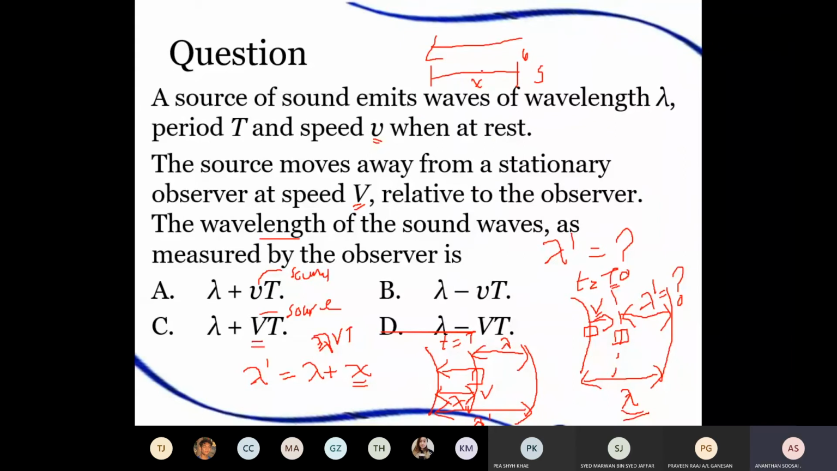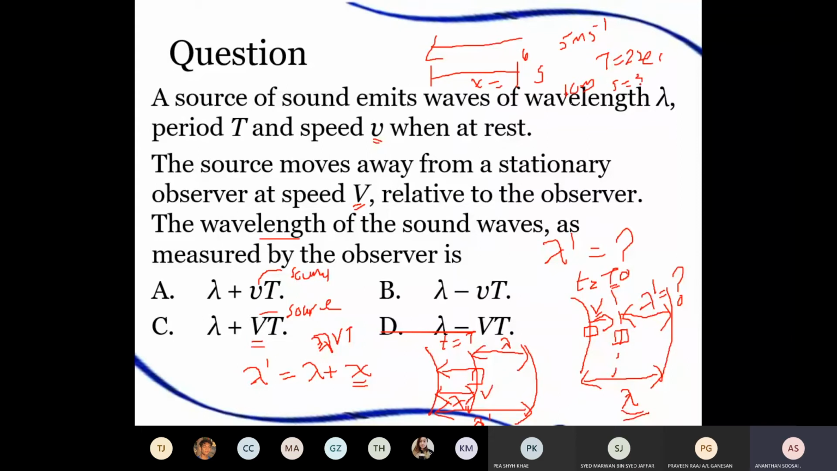If the source is moving 5 meters per second, and the period is 2 seconds, for a period of 2 seconds, what is the distance it should travel? What should x be? 5 times 2, right? 10 meters. So for the 2 seconds, the distance traveled by the source is not the time multiplied with the speed of sound.